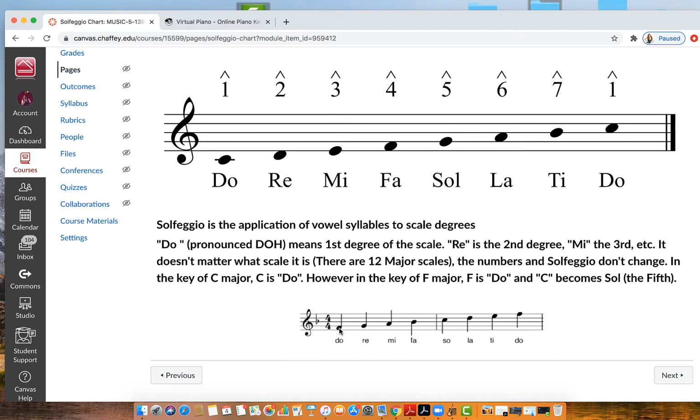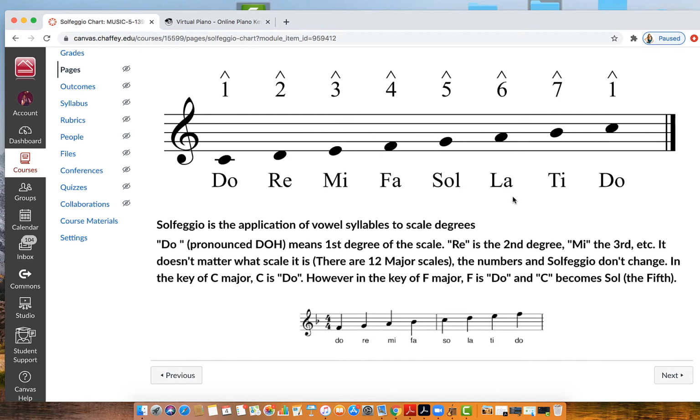But again, in America and many other countries, this is the order, no matter what it is. Do, re, mi, fa, sol, la, ti, do.